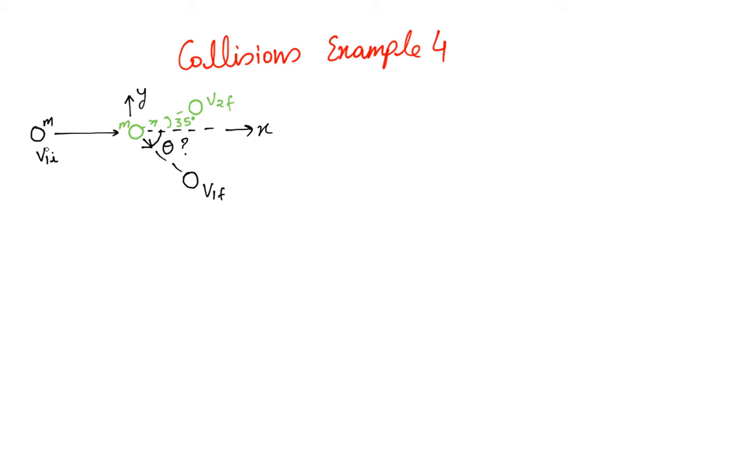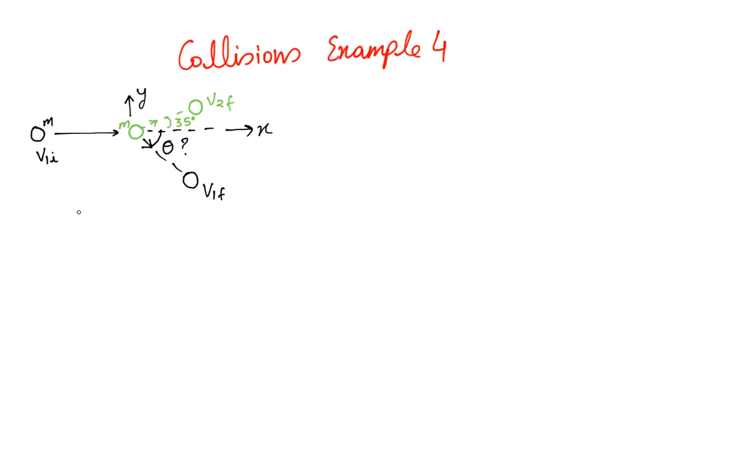So v1i is the velocity of the black ball, and v1f is the final velocity of the black ball. 0 is the initial velocity of the green ball, and v2f is the final velocity of the green ball. So how to solve this? We assume that it's an elastic collision, so energy is not lost. Whenever we have problems like these, we can always invoke two principles, conservation of energy and conservation of momentum, because both of them are conserved here, and using them we can find the value of theta.